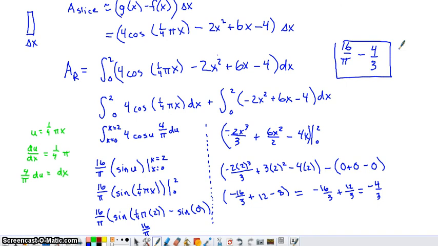If you want to tack on square units there, you can, but it's not really required. Do parts C and D in separate videos.